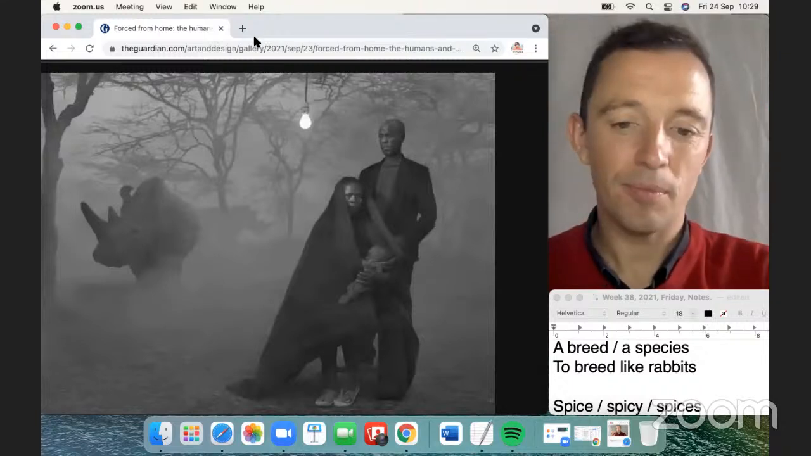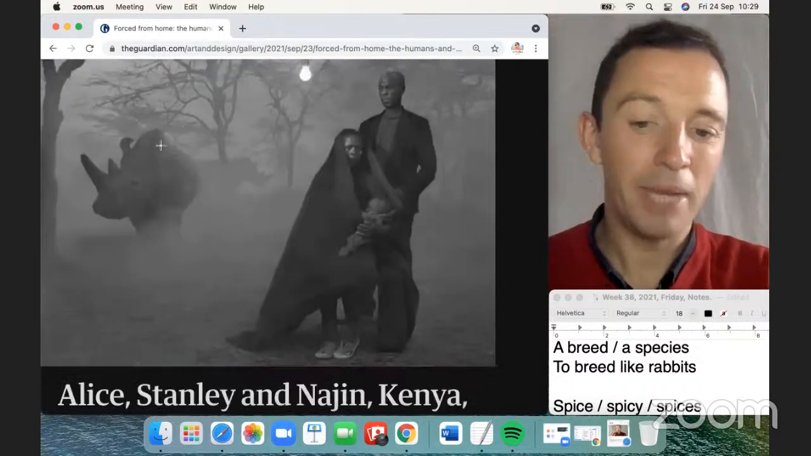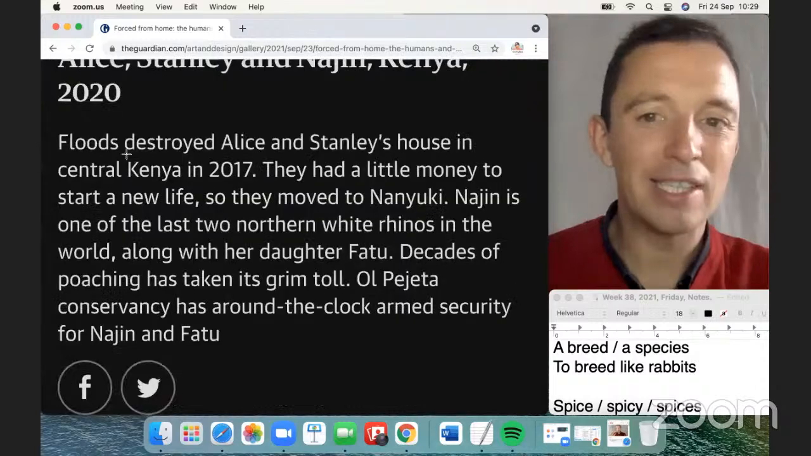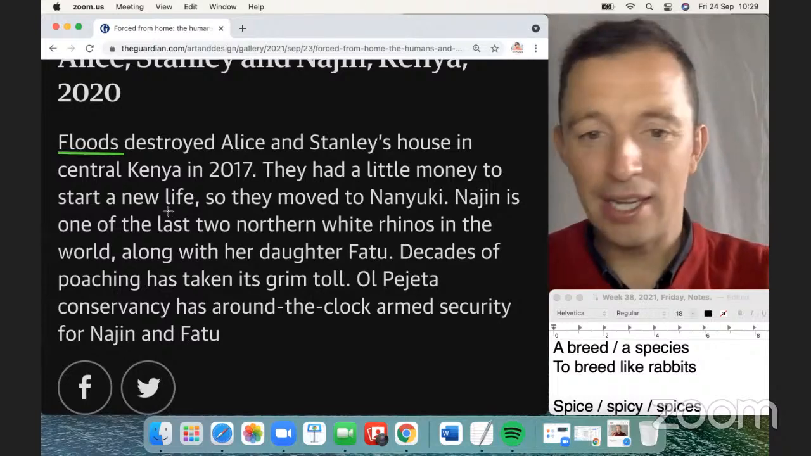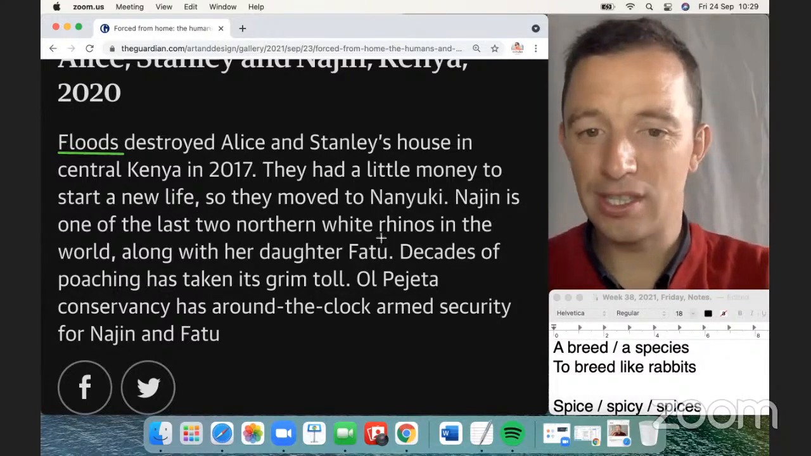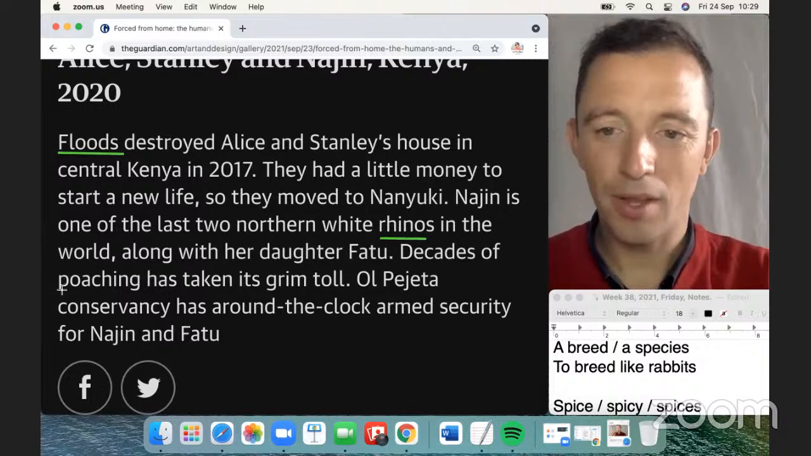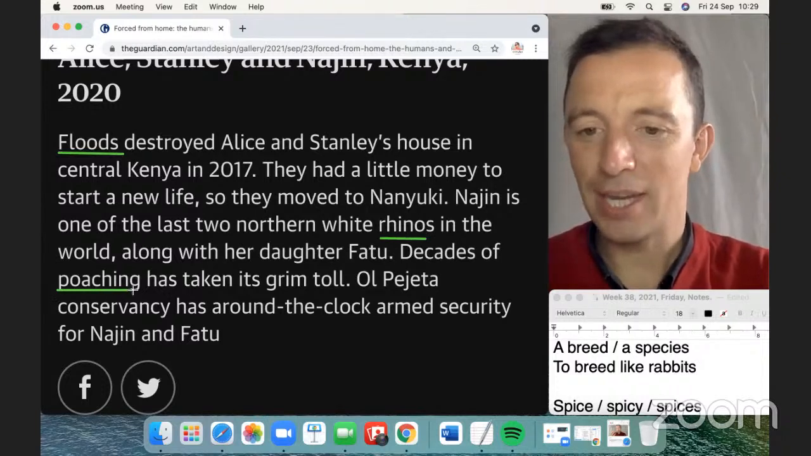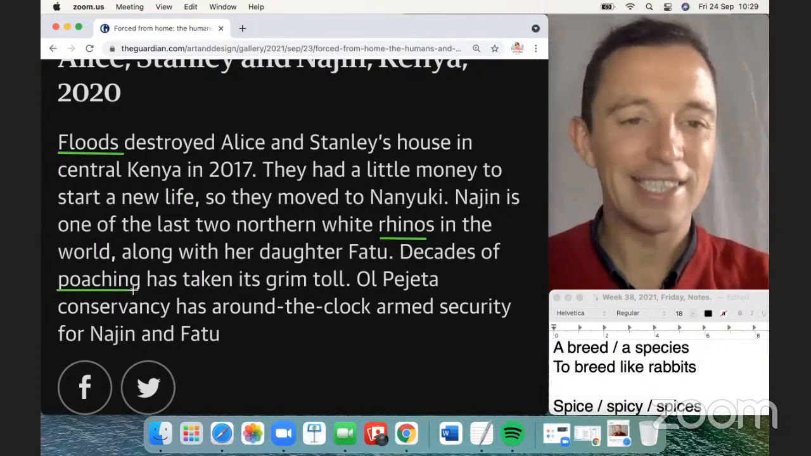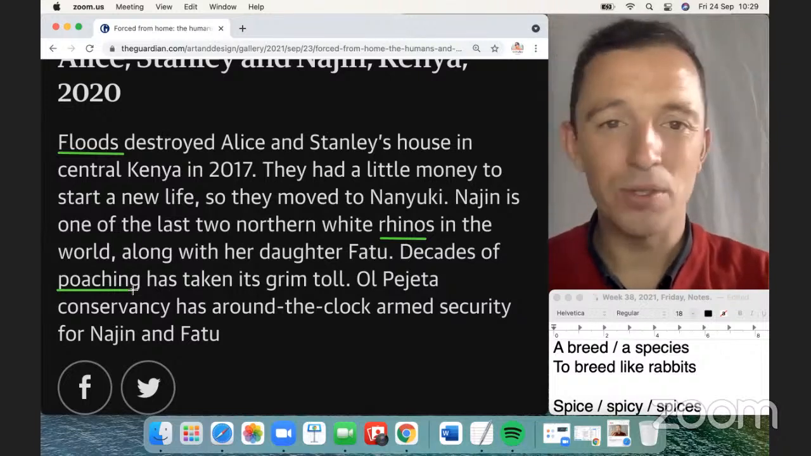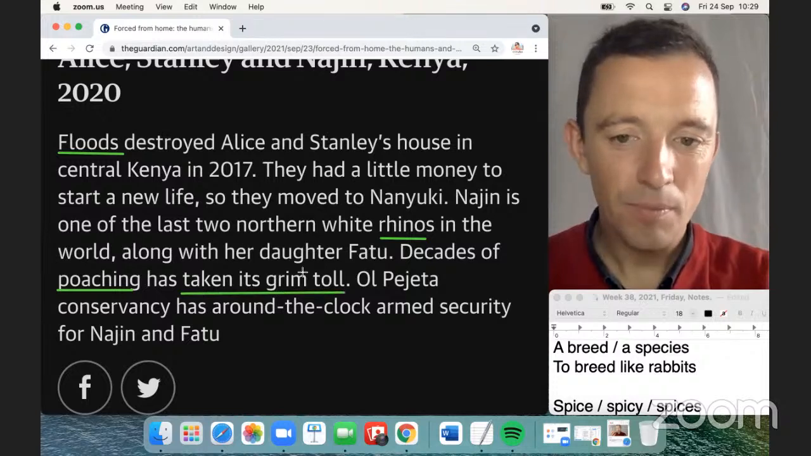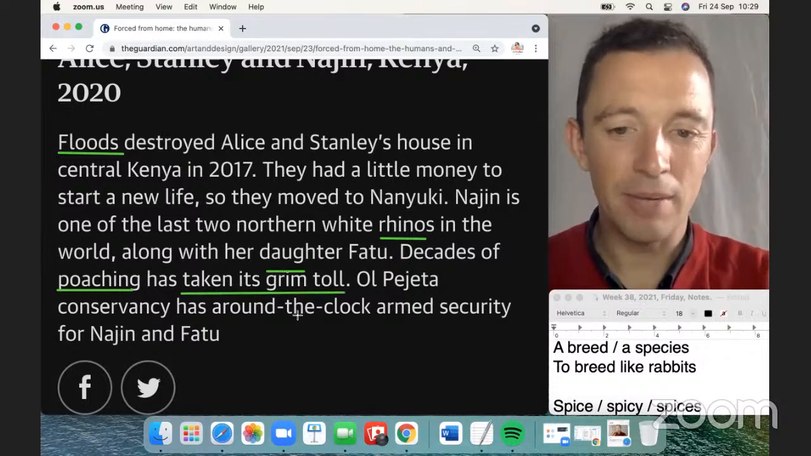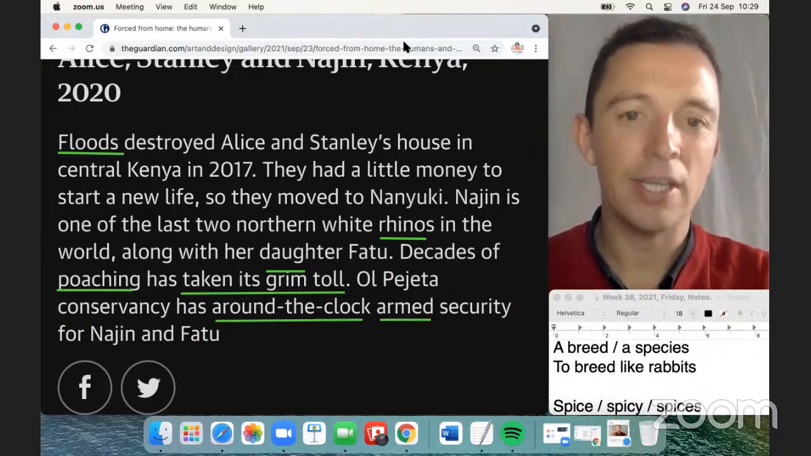Okay, so we continue again with the vocabulary. I will underline the key vocabulary first, and then I will explain it. So floods is the first one, rhinos, poaching, okay, so this last sentence has the most important vocabulary. Remember, taking its toll, and grim is very important, and around the clock and armed security.